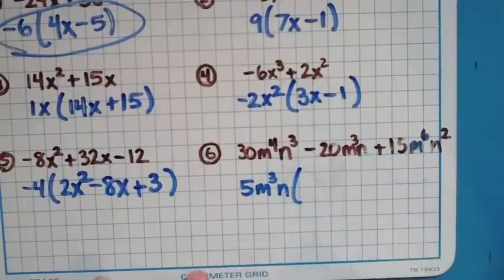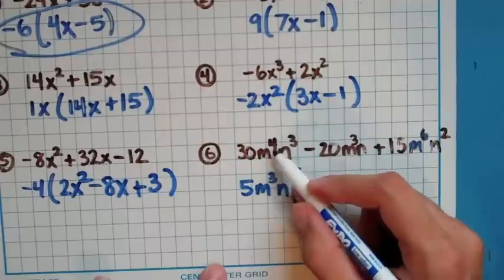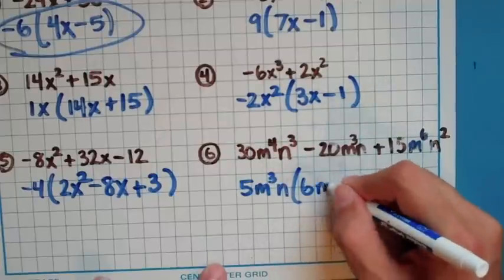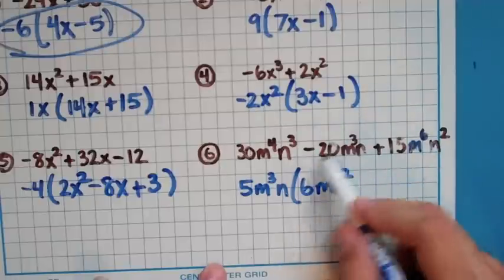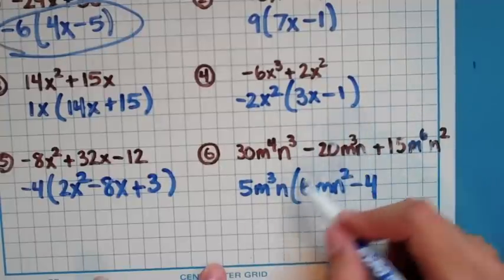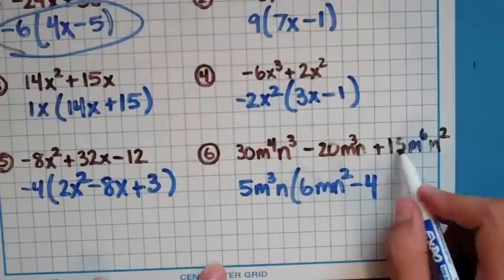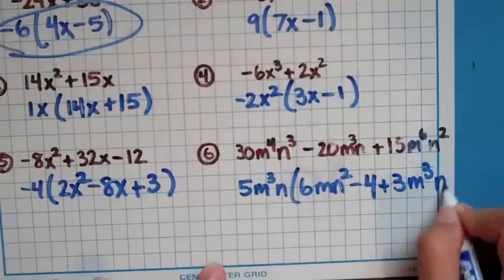And now I just write what's left over. 30 divided by 5 is going to be a 6. M took out 3 of them. I have 1 m left over. I took out 1 of the n's. I have 2 left over. Negative 20 divided by 5 is minus 4. Took out all the m's and all the n's, so there's nothing else there. And finally, a plus 3m to the third n.